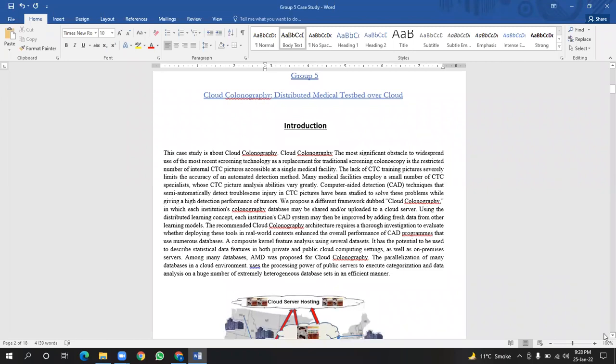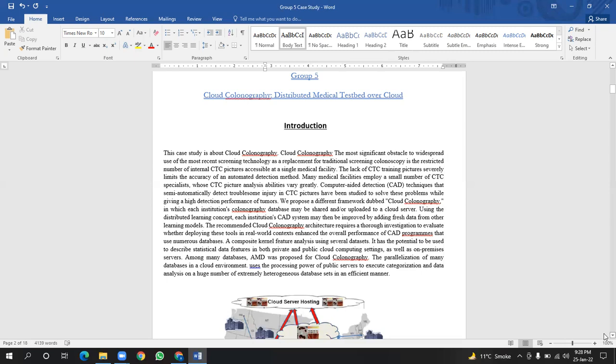The most significant obstacle to widespread use of the most recent screening technology, CT colonography, as a replacement for traditional colonoscopy is the restricted number of internal CTC pictures accessible at a single medical facility. The lack of CTC training pictures severely limits the accuracy of an automated decision detection method. Many medical facilities employ a small number of CTC specialists whose CTC picture analysis abilities vary greatly.